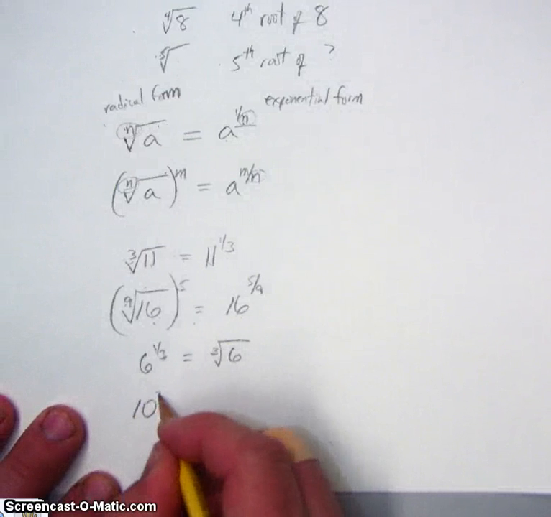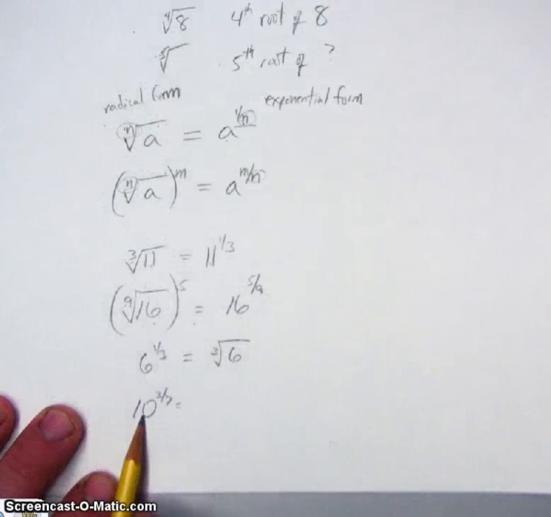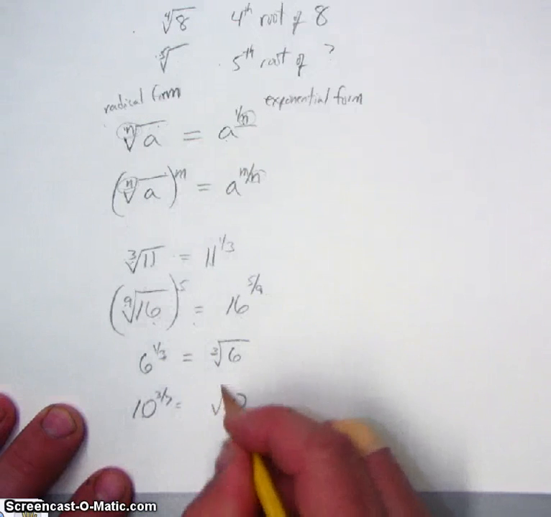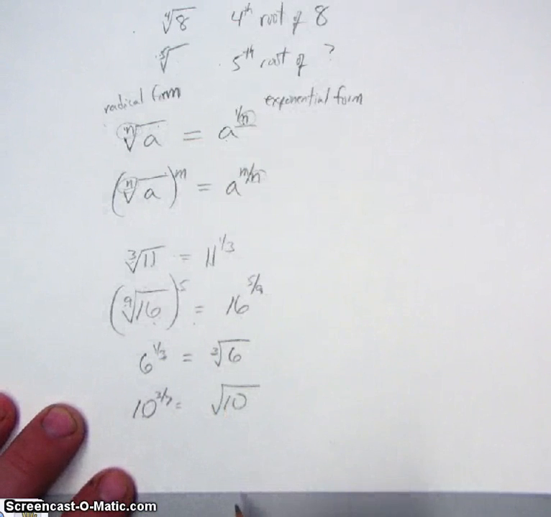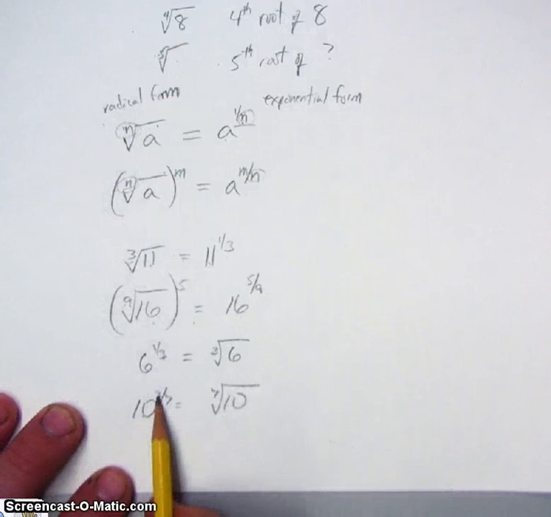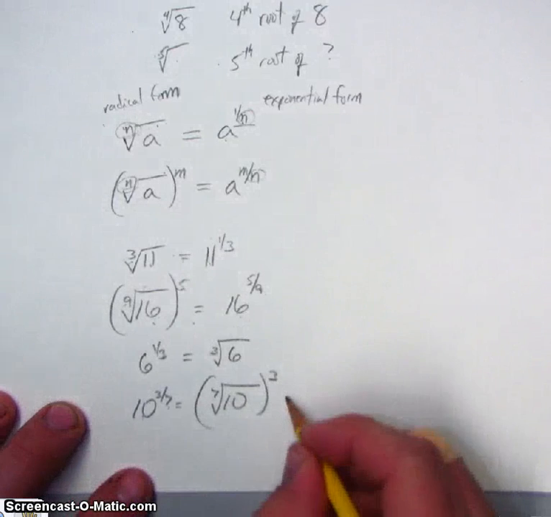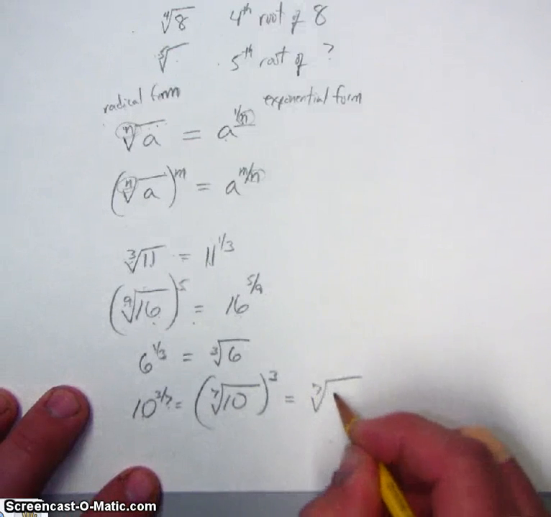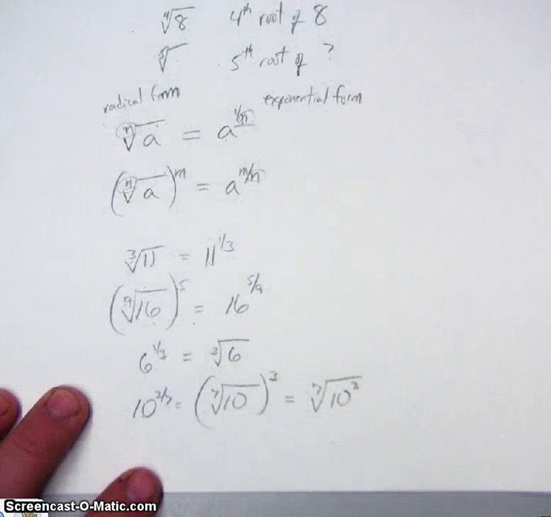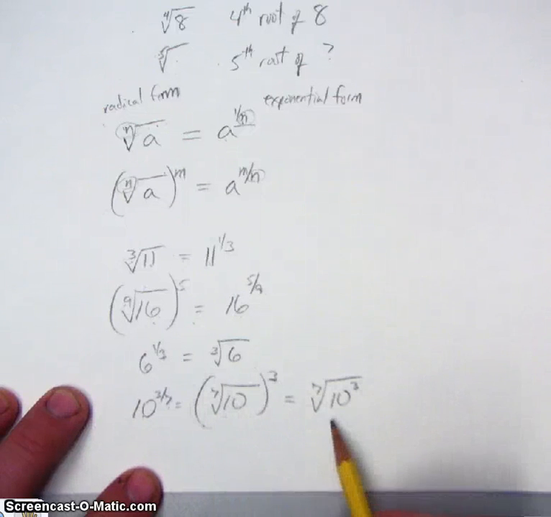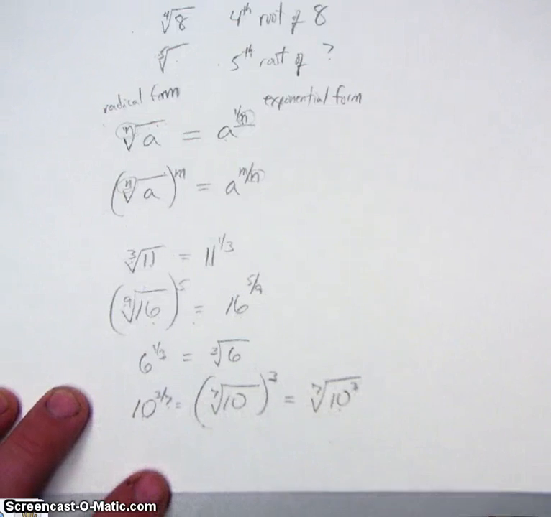We got 10 to the 3/7. This is exponential form. I'm going to convert it to radical form. So put 10, a radical, and what goes into the index is 7. Now this 3, I can put on the outside. Another way of writing it is you can put the 3 on the inside. Either way is fine. If you put it on the outside, you have to put parentheses. Or if you just put it in right with the base, you can just put the 3 there.